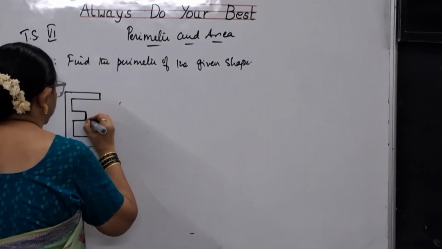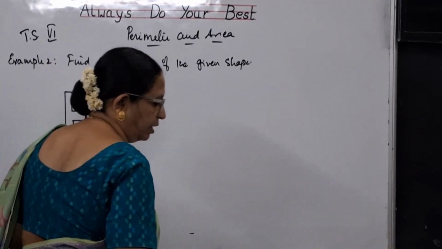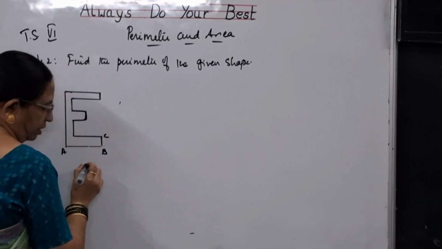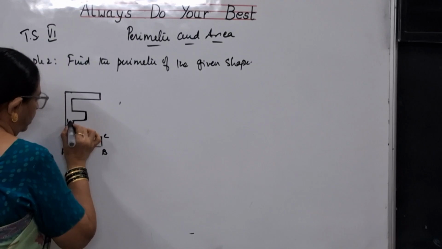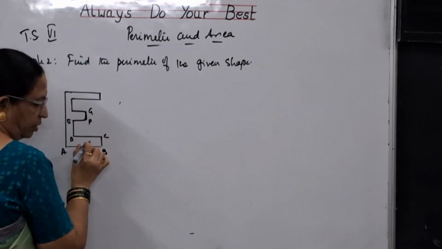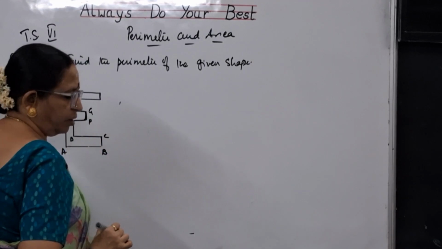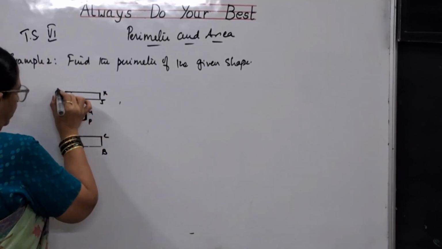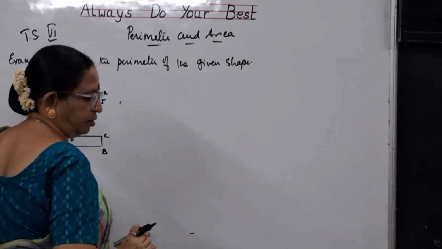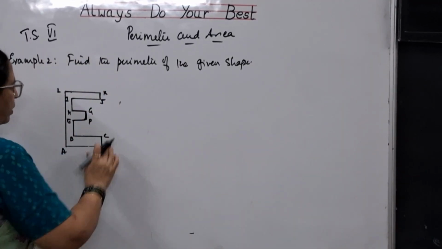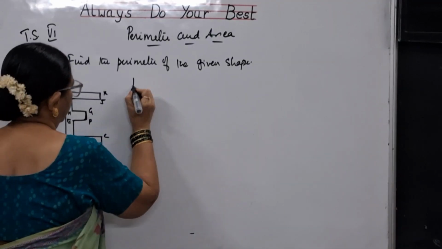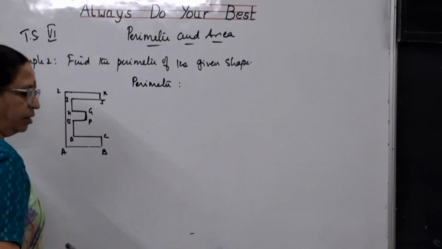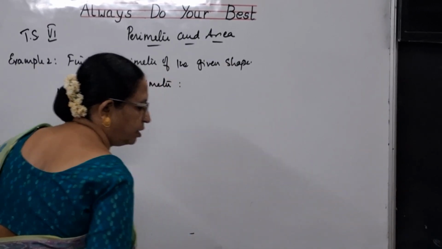So this is letter E. They have given A, B, C, D, E, F, G, H, I, J, K, L. That's all. This is the one. So you need to find out perimeter. So how will you find perimeter? But the measurements they have given, let me write the measurements given here.